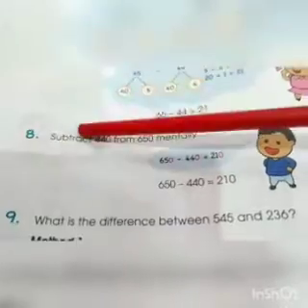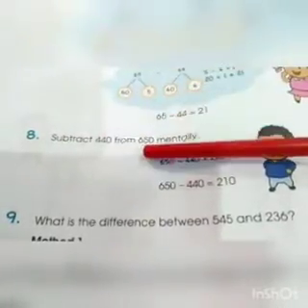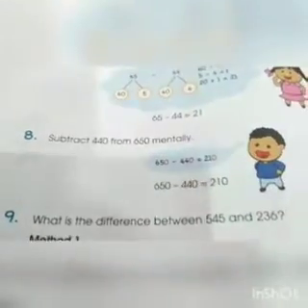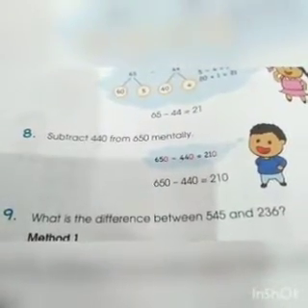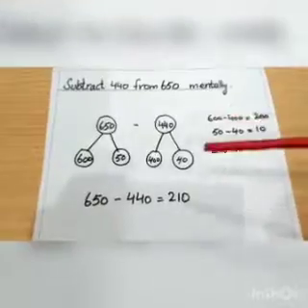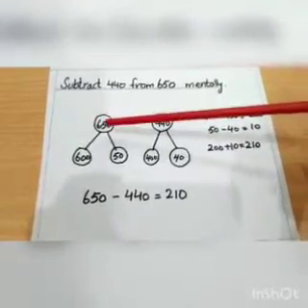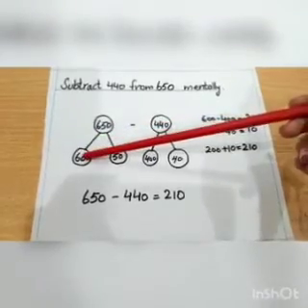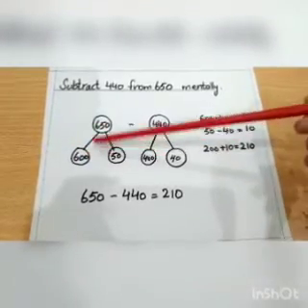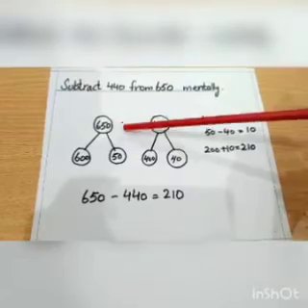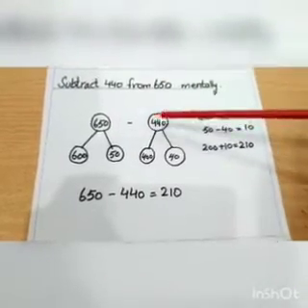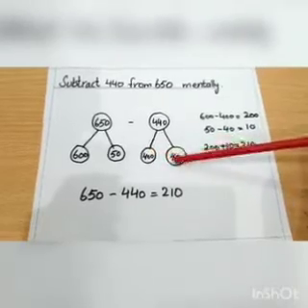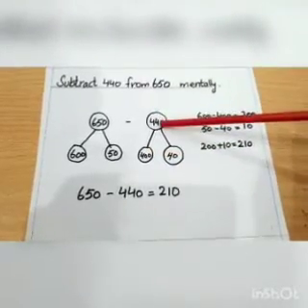Question number 8. Subtract 440 from 650 mentally. Okay class, we can also use a number bond. I will show you a number bond. Okay, 650 is a whole number. 600 plus 50 makes 650. Sign of minus. 440 is a whole number. 400 plus 40 makes 440.